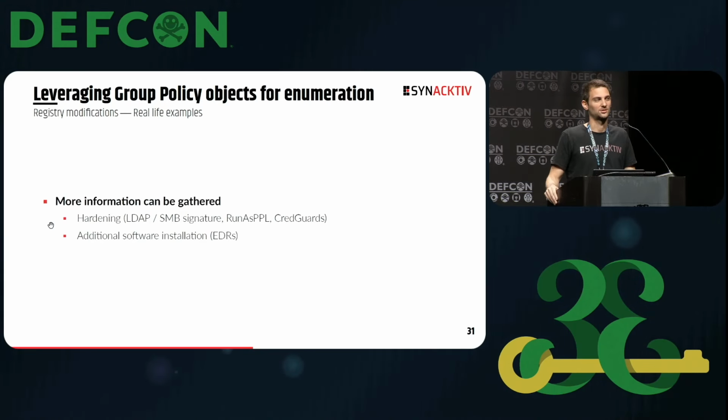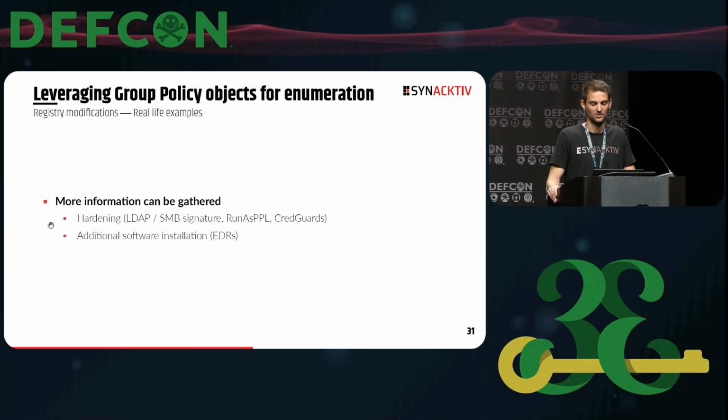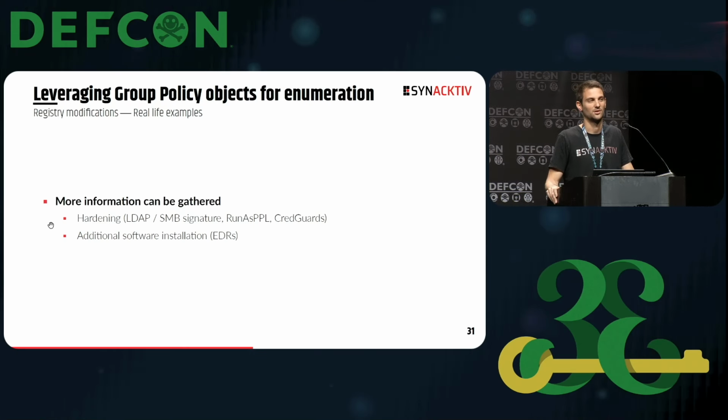Through GPO, you can also gather more information. For instance, you can look at hardening settings. You can see that, for instance, LDAP or SMB signing has been enforced and on which computers. So it helps you to choose if relay attacks will be relevant or not. We also often see credential hardening. For instance, registry keys such as RunAsPPL and Credential Guard have been enabled. You can get more information regarding additional software installation, such as EDR, so you know what you're dealing with.